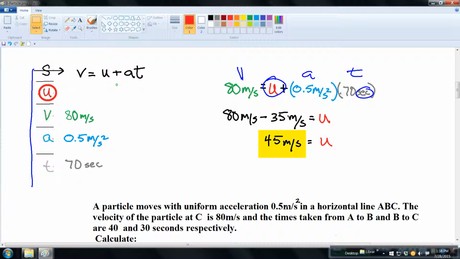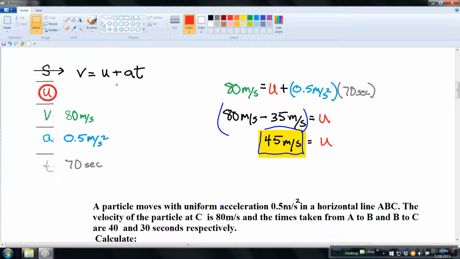And so we've got seconds times seconds squared, and so one of the seconds will cancel out on the bottom, and so we got meters per second. 0.5 times 70, 35, and then we got 80 meters per second. We're going to do our little algebra. I'm assuming you know how to move things around. We'll solve for U. So we're going to subtract 35 meters per second from both sides, so we end up with that on the left, and we find our initial velocity is 45 meters per second.